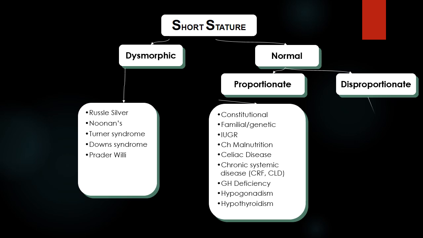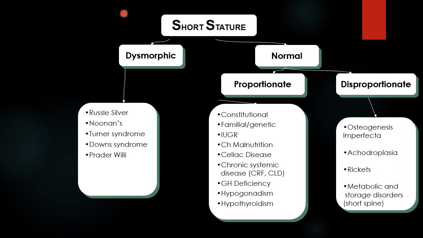If it is disproportionate short stature, it is generally because of the problem with the bones and the skeleton. Osteogenesis imperfecta, achondroplasia, rickets and metabolic storage disorders all give disproportionate short stature. So just by measuring the height and the upper segment lower segment, one can figure out that this short stature, if it is disproportionate, is because of this set of causes.